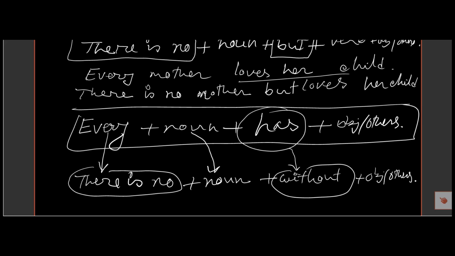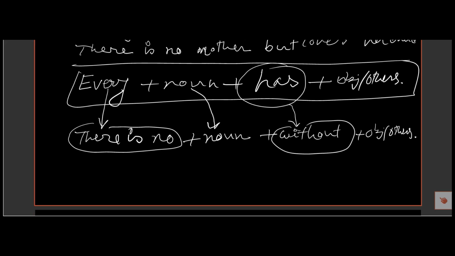I repeat, if the sentence begins with every, then the structure is every plus noun plus has plus object or others. Then instead of every we must use there is no, after there is no the noun comes, and after the noun the verb has will be changed into without, and the rest stays.